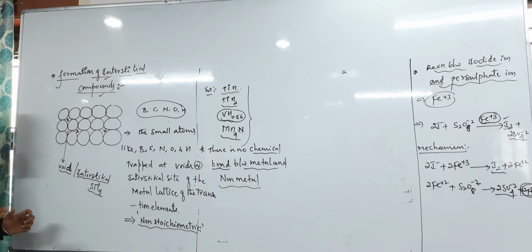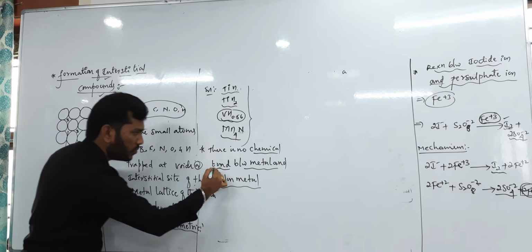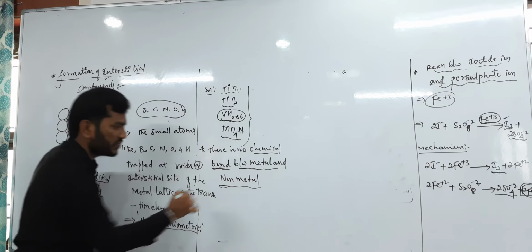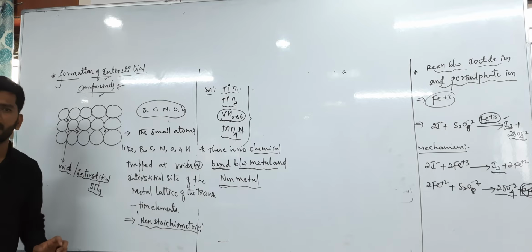So that's why such a kind of compound we can call interstitial or non-stoichiometric. Hence there is no bond between the metal and the non-metal, neither covalent nor ionic bond we could see there.